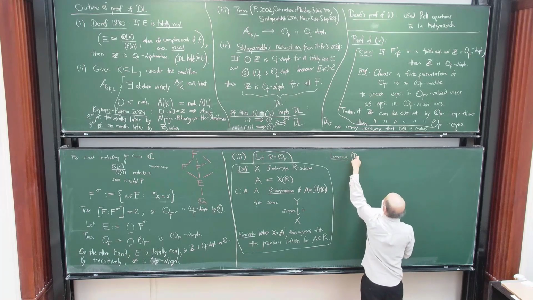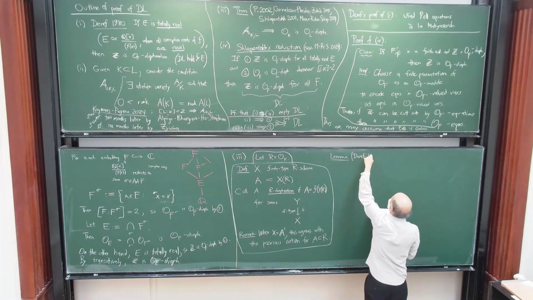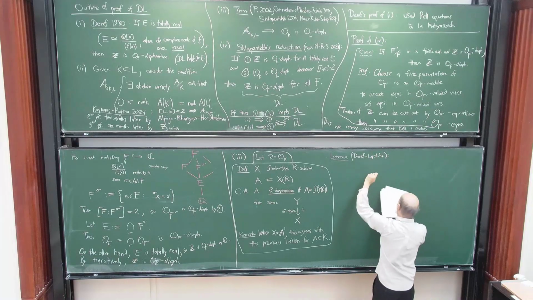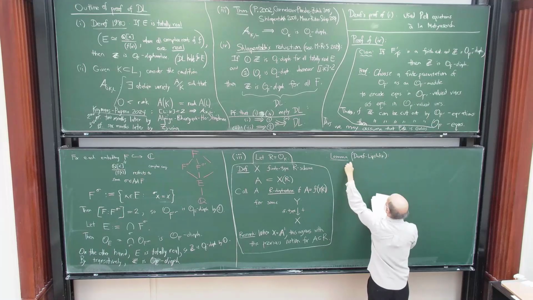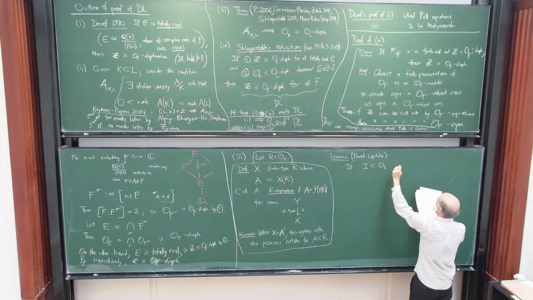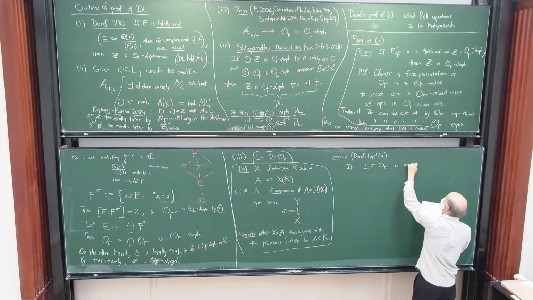And so the first thing is the lemma of definable Lipschitz that says, if I is a non-zero ideal, so this is just going to be some statement of algebraic number theory.